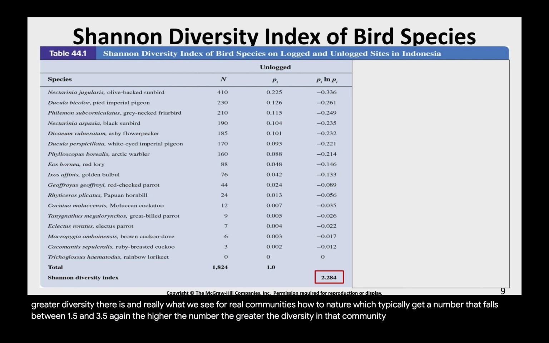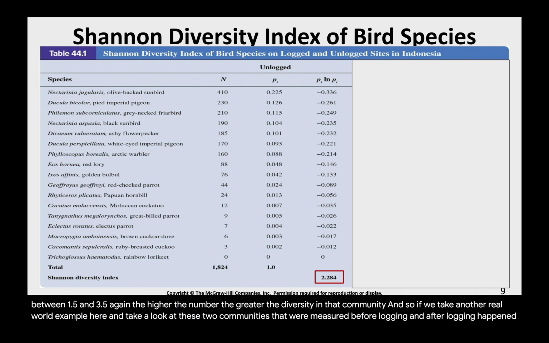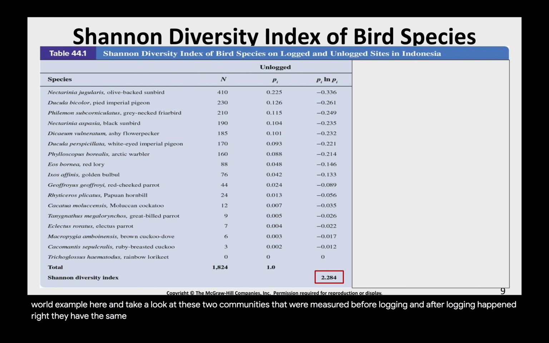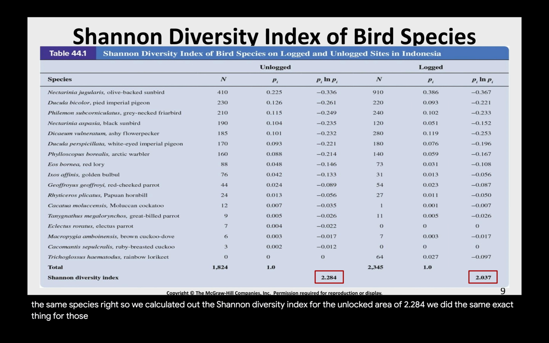And if we take another real world example here and take a look at these two communities that were measured before logging happened in an area and after logging happened in an area, so logged sites and unlogged sites, they had the same species. We calculated out the Shannon Diversity Index for the unlogged area of 2.284. We did the same exact thing for those logged sites, and we got 2.037.